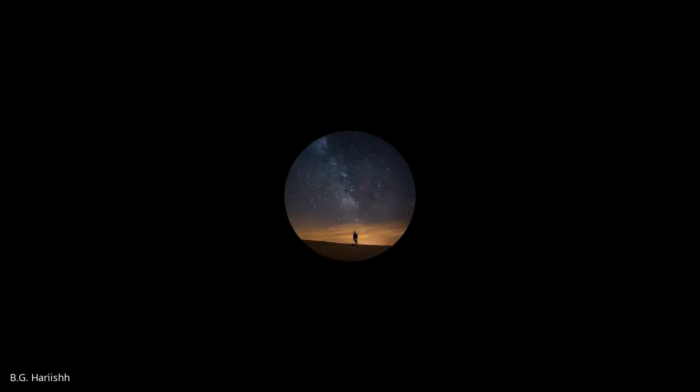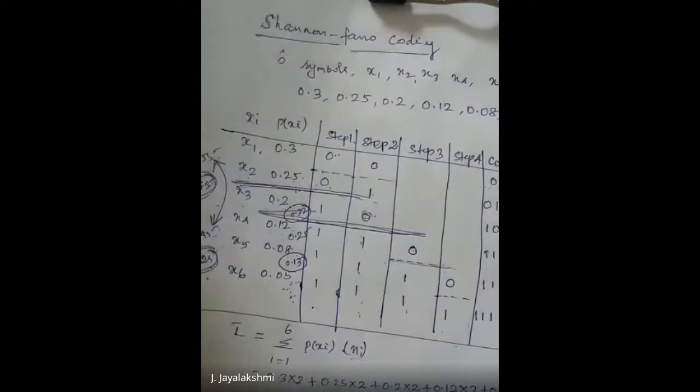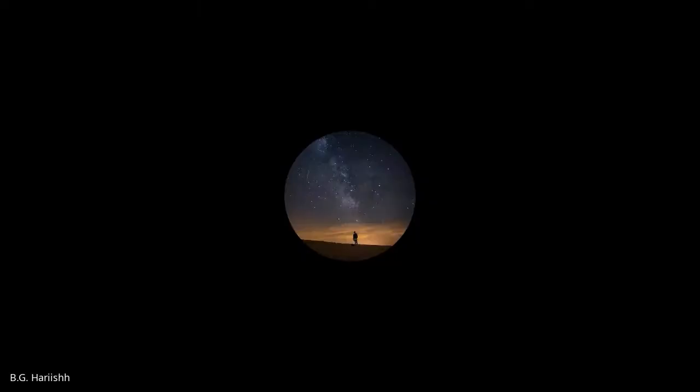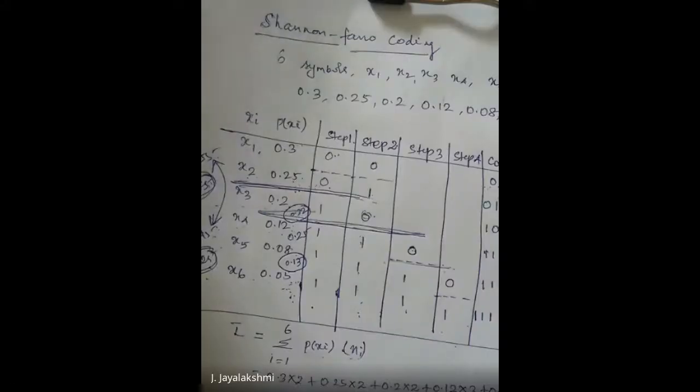Ma'am, one doubt, ma'am. Tell me. Ma'am, we should always use 0 for the above values, ma'am. Yeah. The first binary value to be assigned is 0. Then only you have to assign the binary symbol 1. Always 0 followed by 1. Okay, ma'am. Is it clear now?